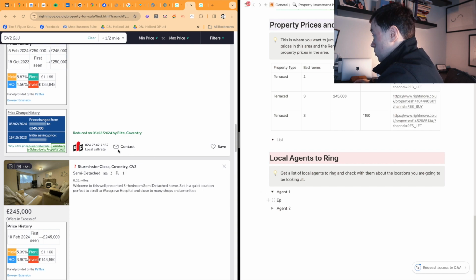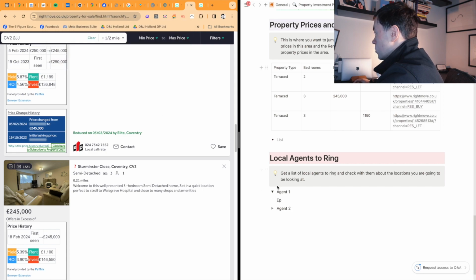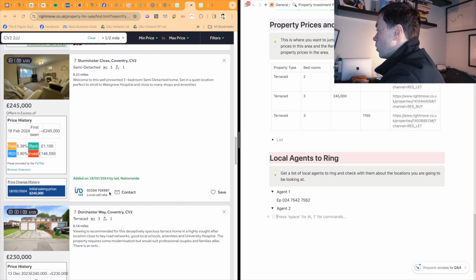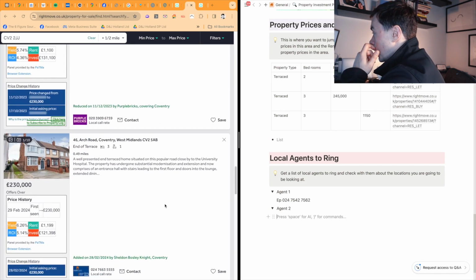So what I'd start doing is ringing these agents to say, if I was trying to buy a property in CV2, what would you say? Where would you recommend? Where is good? Where is bad? That's where you can get a lot of the local knowledge from the agents. Again, the Facebook one in particular is a good hack, because you can definitely find people who are local in that area who will help you out, and you can pick their brains.